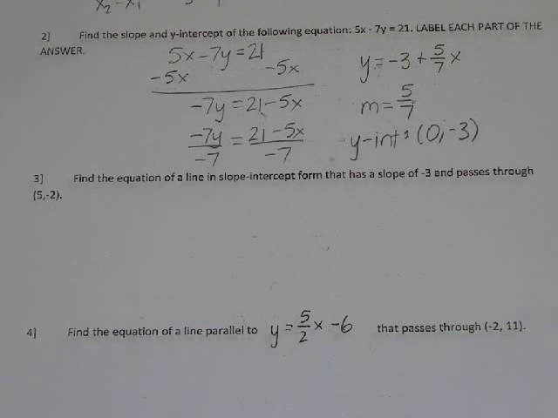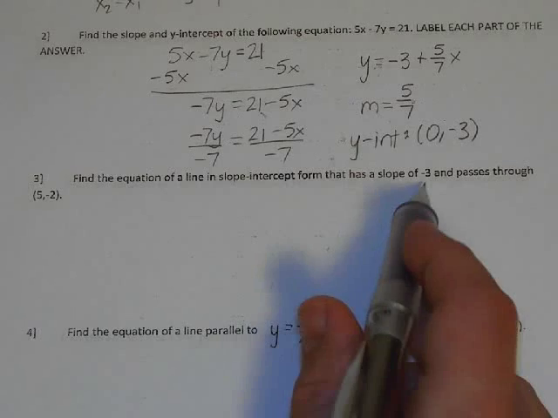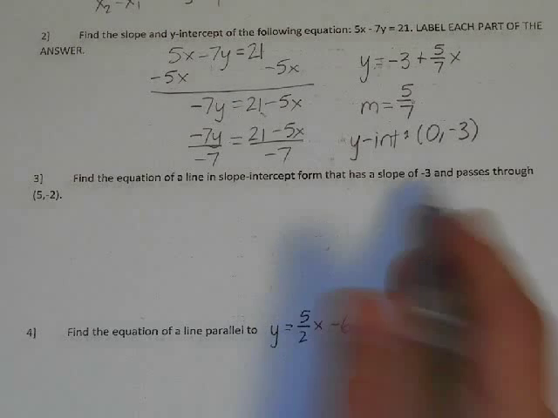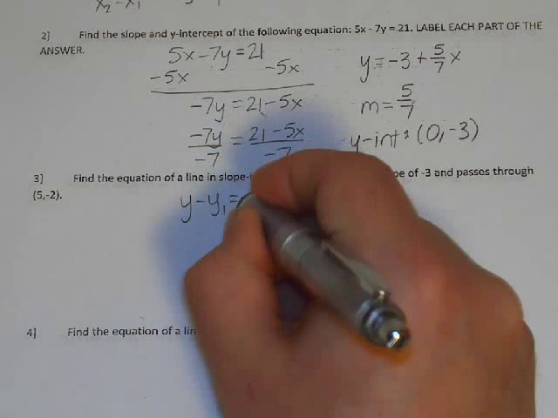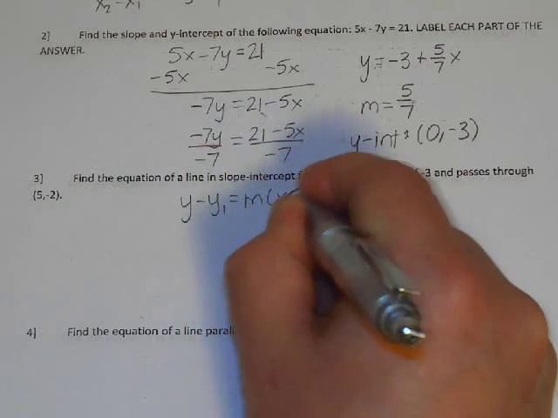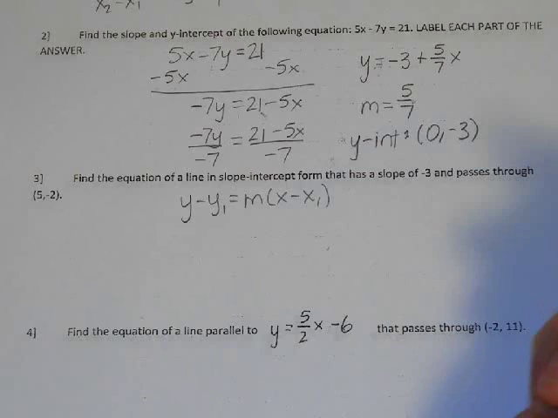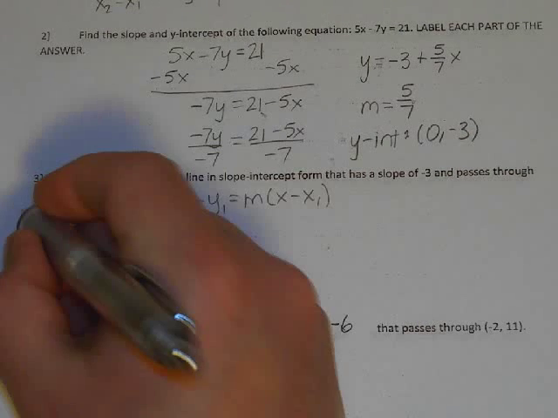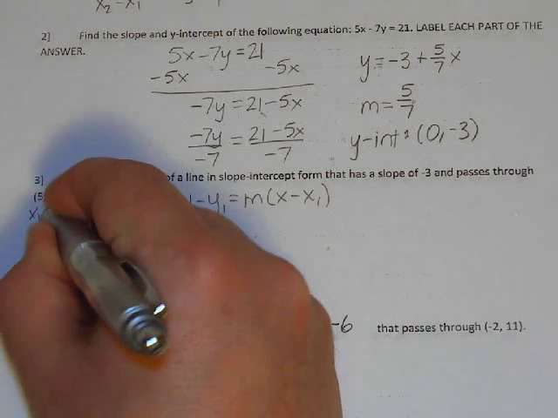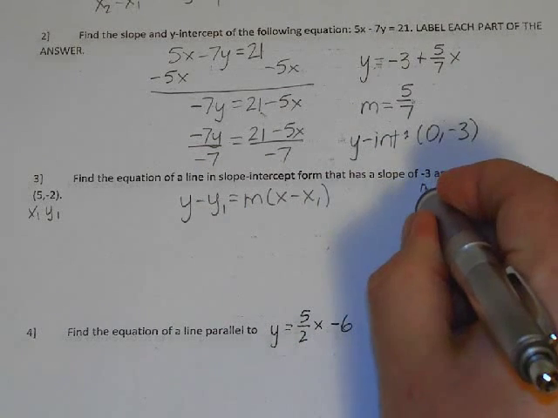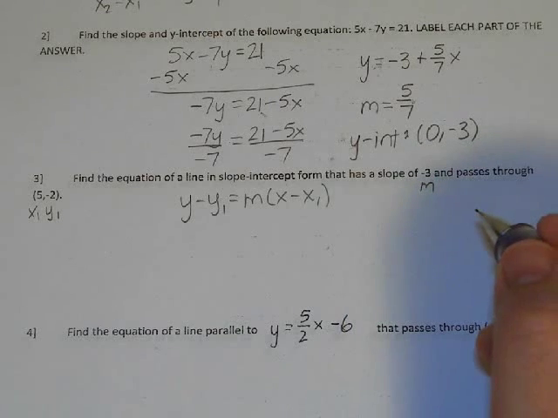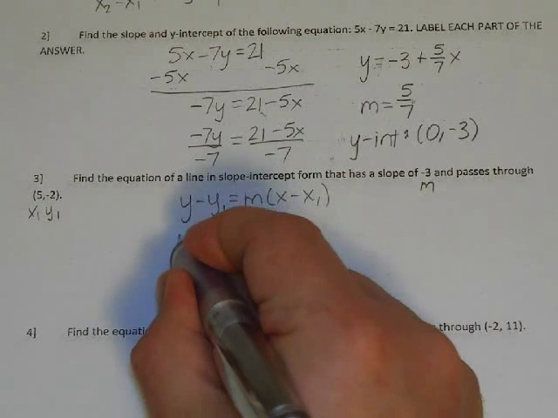Okay, number 3, find the equation of a line in slope-intercept form. Slope negative 3 goes to the point 5, negative 2. So what I'm writing down now is point-slope form. And this is going to help us get the equation into slope-intercept form. So 5 and negative 2 would be my x1 and y1, and negative 3 is my m. So now I go ahead and substitute.